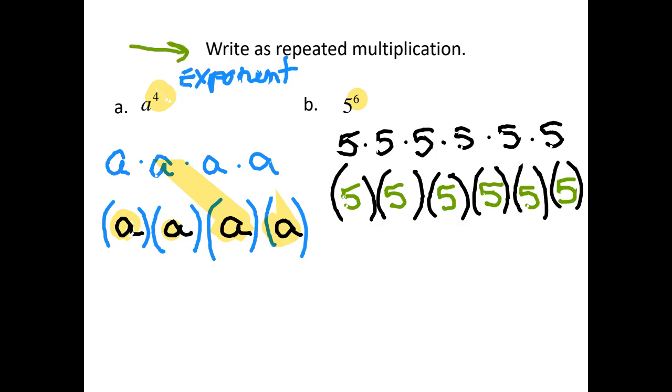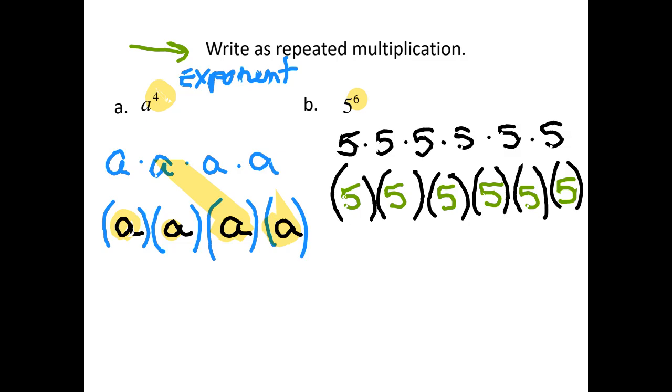You write as repeated multiplication. They're not asking you to give you an answer. They just want you to show, going backwards, given an exponent, what does it mean? Okay. Now, we're going to do the opposite.